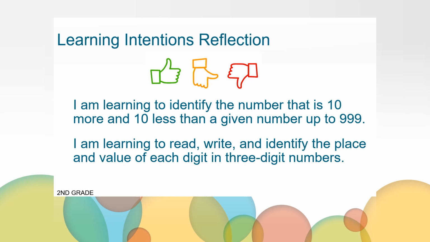Now let's reflect on your learning. How did you do today working towards our learning goals? Thumbs up, I got it. Thumbs in the middle, I'm still practicing. Or thumbs down, I need some more help. I'm learning to identify the number that is 10 more and 10 less than a given number up to 999. Show me your thumb. And I'm learning to read, write, and identify the place and value of each digit in 3-digit numbers. Show me your thumb.